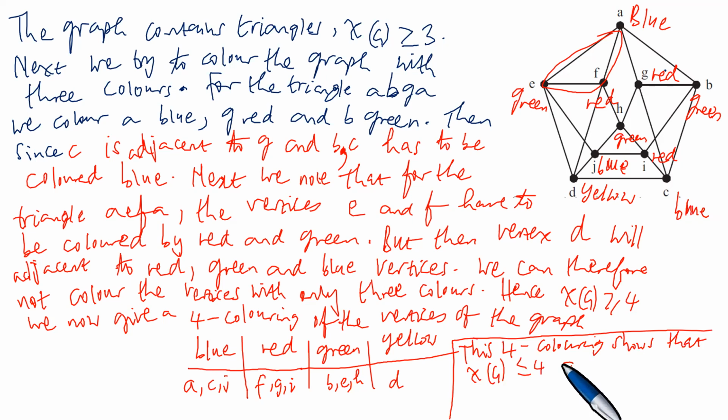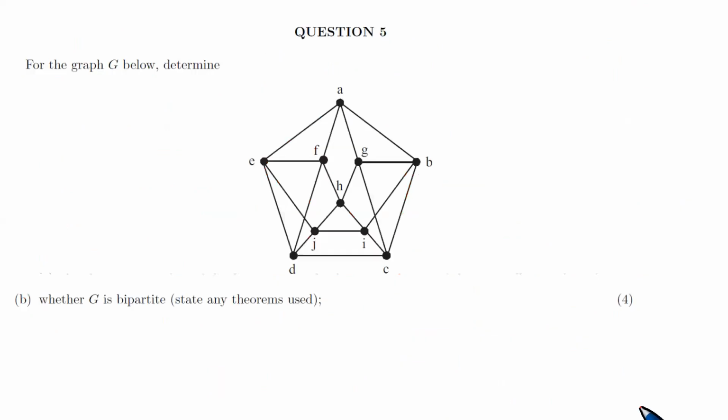And it follows that the chromatic number of G is therefore 4. It's therefore 4, and we've answered this question there. All right, next question.